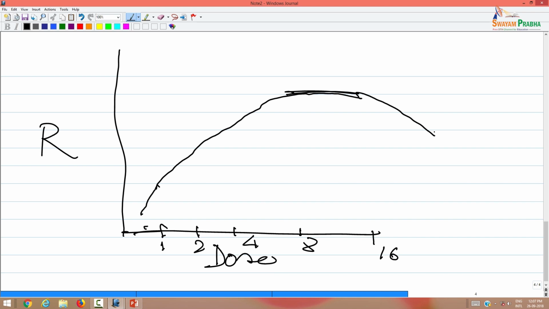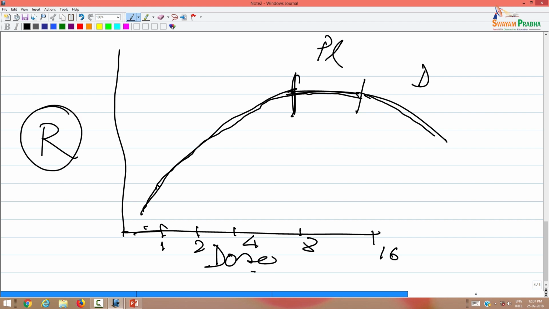So, now you can see three important things here. One is that the drug is acting in a dose response manner, and this is called a plateau, and this is called desensitization or supramaximal response. Now, this is the response versus dose. So, this is called a hyperbola curve.